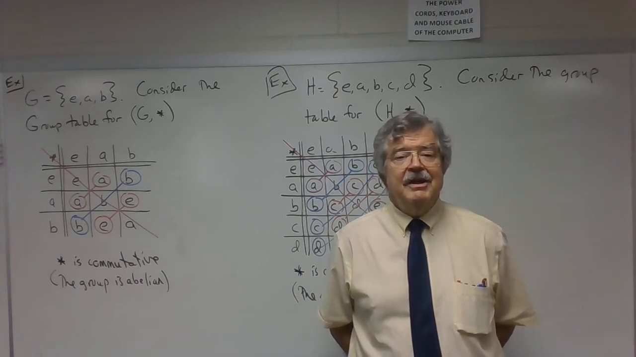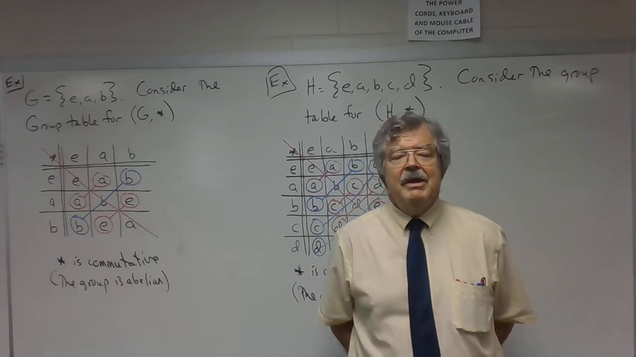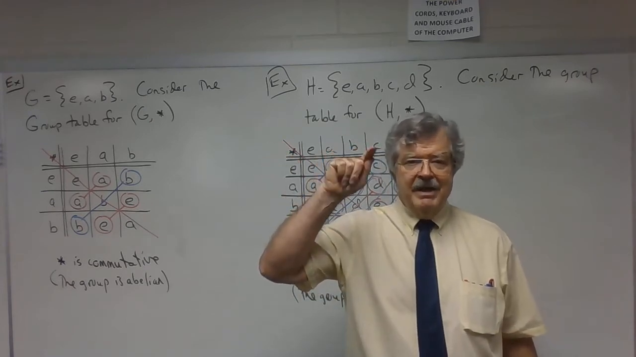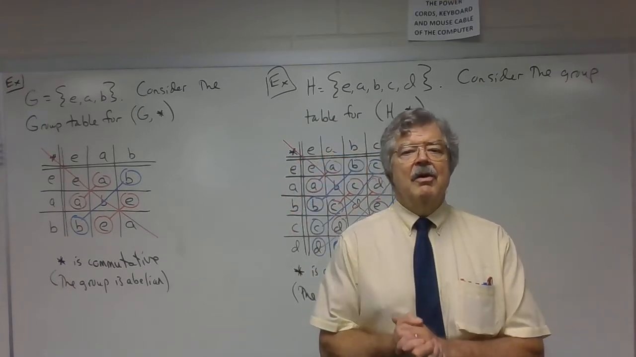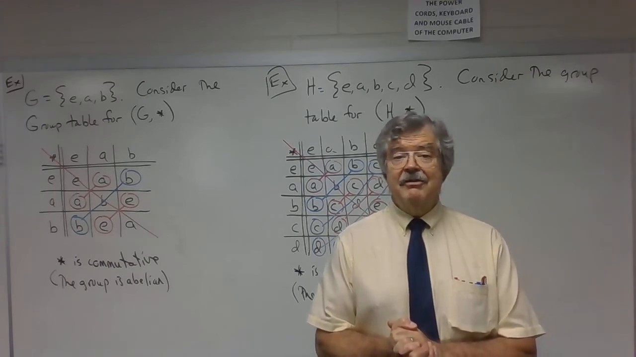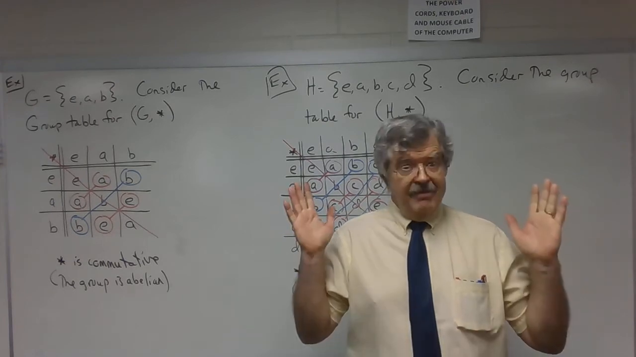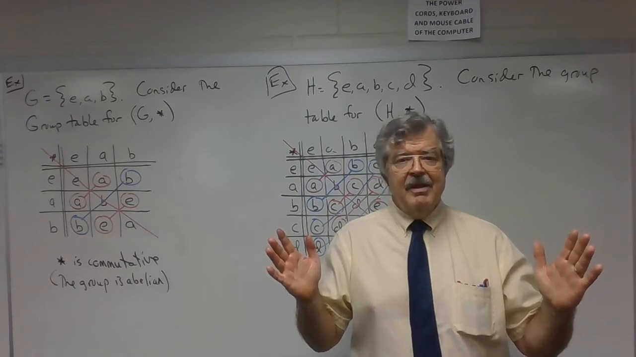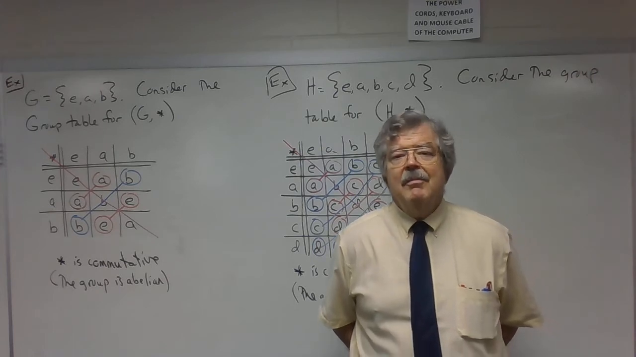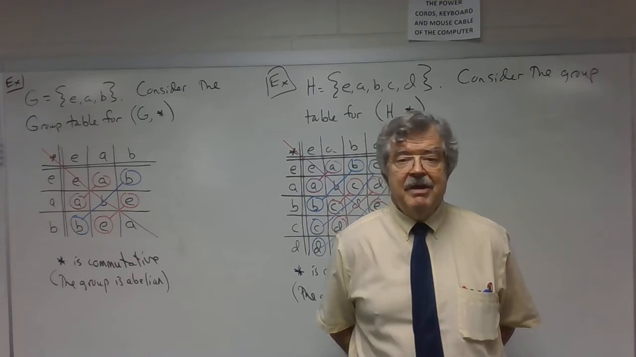Originally, I said if G was a set with finitely many elements, then we could form a group table for the group G along with its binary operation. Well, you know what? If a group has infinitely many elements, like the integers under the operation of addition, that has a group table as well. It's just that we won't be able to exhibit all of the elements in the table. But the integers under addition, they have a group table.